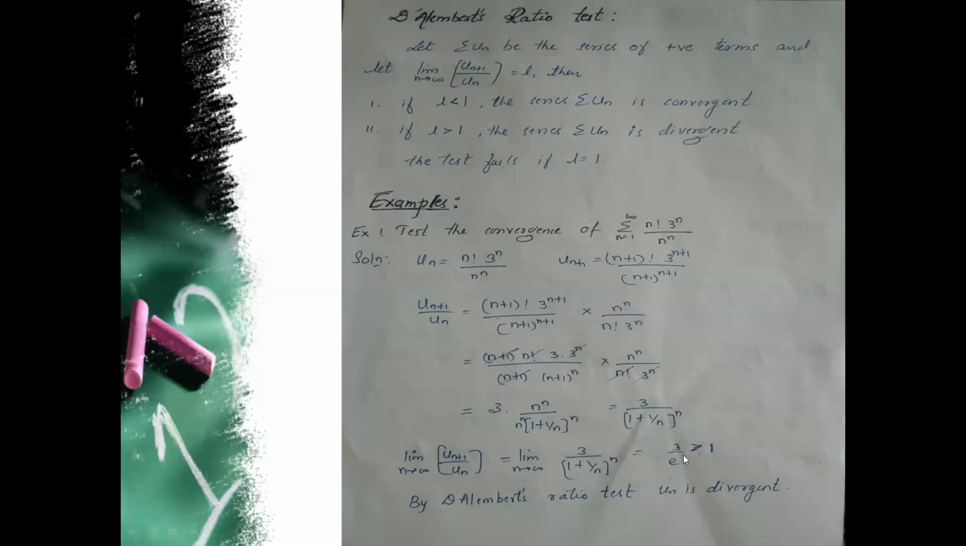So we get the value as 3 by e, and e is less than 3. We know it. Hence 3 divided by e becomes greater than 1. Now by D'Alembert's ratio test, our L is greater than 1. That implies the given series is a divergent series. Summation un is divergent.